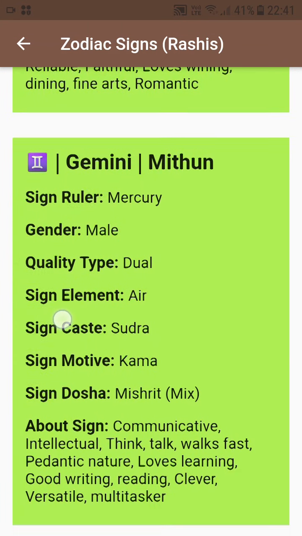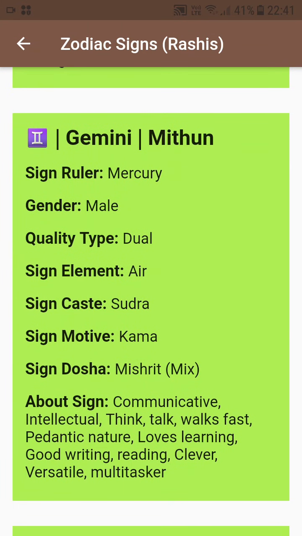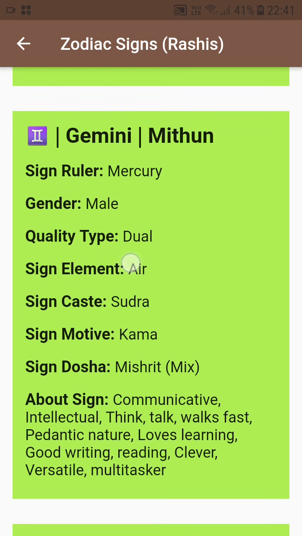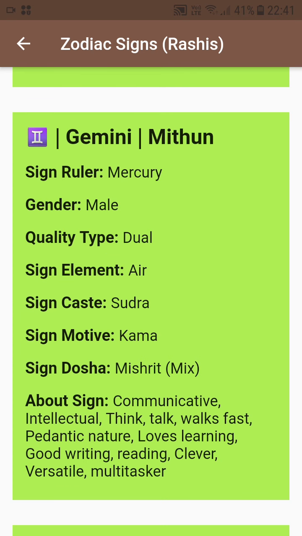Then Gemini, the third Rashi, is the Mithun. It's ruled by Mercury, and it's a male gender. The quality of this is dual, like fixed and movable both. And it's an airy sign. Okay, caste is Sudra, Kama is the motive, Mishrit is the dosha.